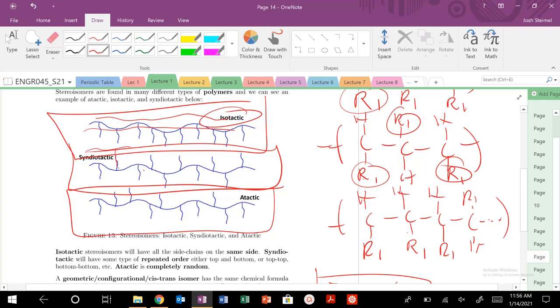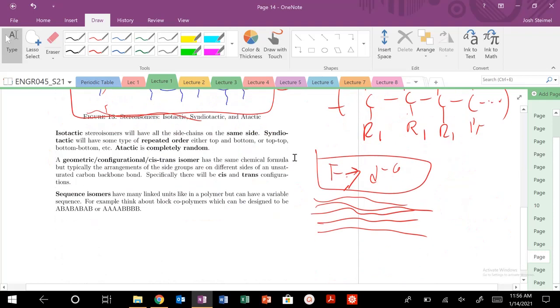So syndiotactic is going to be a little bit harder, but that'll be first best stacking, second best stacking. This atactic is completely random, so I have to put a lot of distance because I have to think about these pendant groups on the side there. So this is the worst one, the third best packing, or worst packing. So this will have the lowest melting temperature here. This will have the highest melting temperature here, assuming everything else is the same.